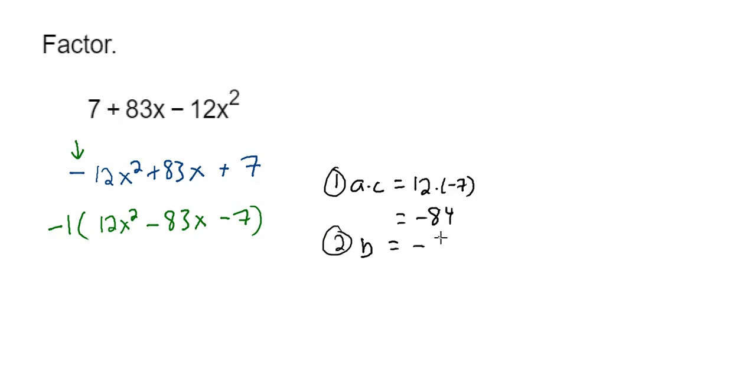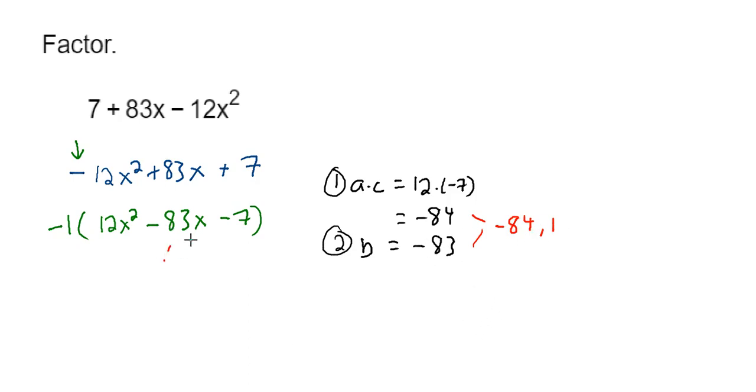B is equal to negative 83. So this time I don't think we'll have to make a list to figure this out. What two numbers multiply to negative 84 but add to negative 83? It's going to be negative 84 times 1. All right, negative 84 times 1 is negative 84. Negative 84 plus 1 would give me the negative 83.